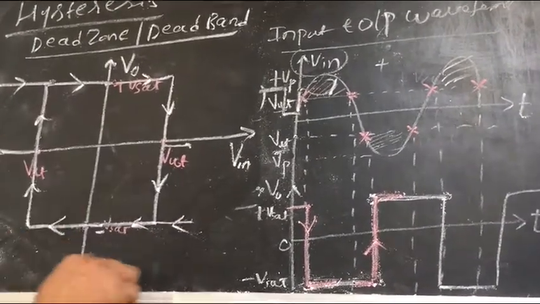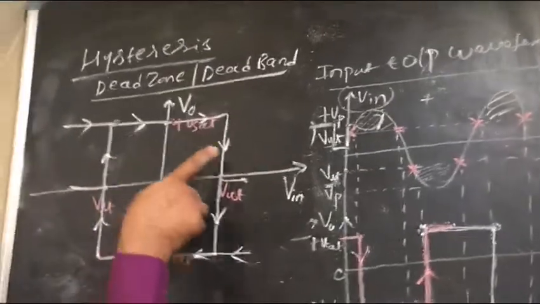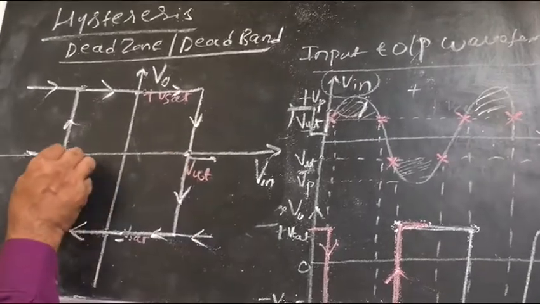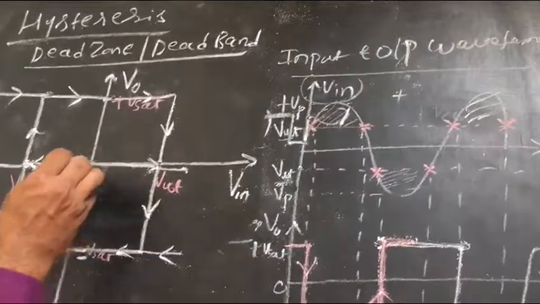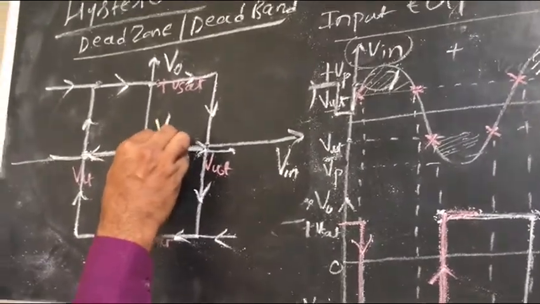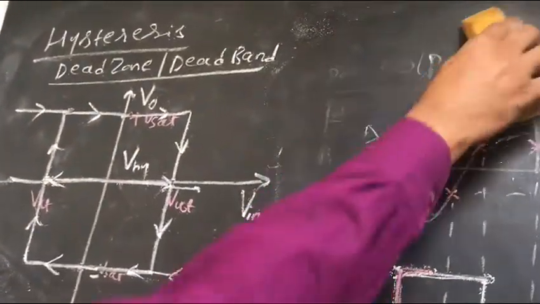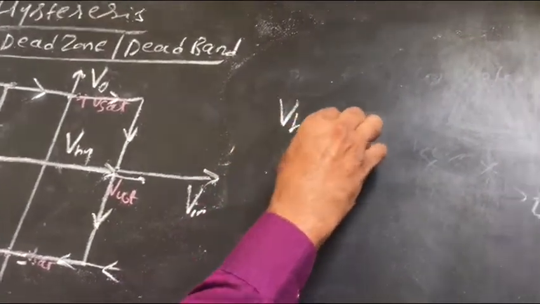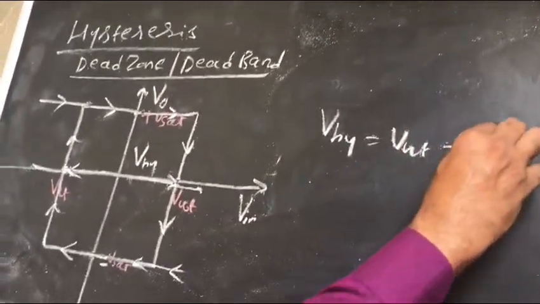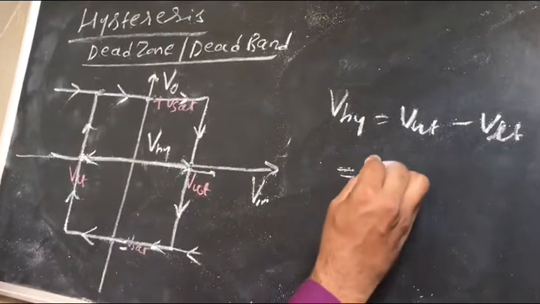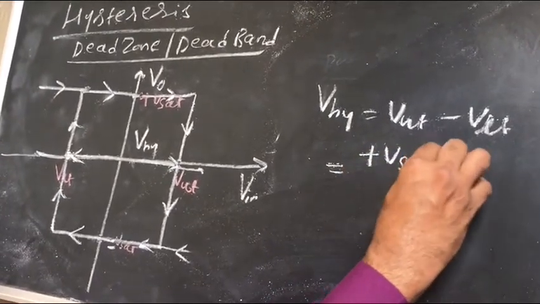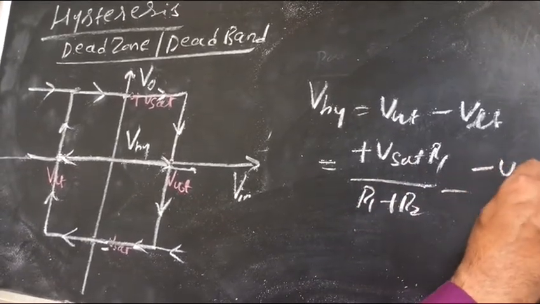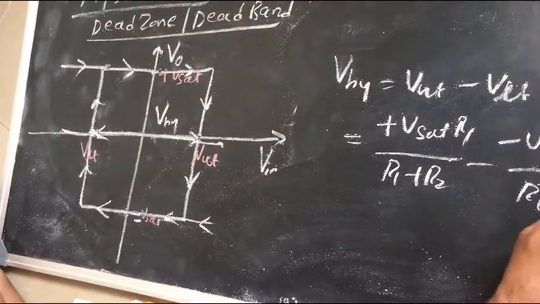So this relation of V0 and Vin, that is the output and Vin of the Schmitt trigger, is called hysteresis. The voltage between VUT and VLT, the difference between VUT and VLT, is called the hysteresis voltage, denoted by VHY. Therefore, VHY is given by the equation VHY is equal to VUT minus VLT. Now let us substitute the VUT and VLT values. VUT is plus Vsat into R1 divided by R1 plus R2. Similarly, VLT is minus Vsat into R1 divided by R1 plus R2.